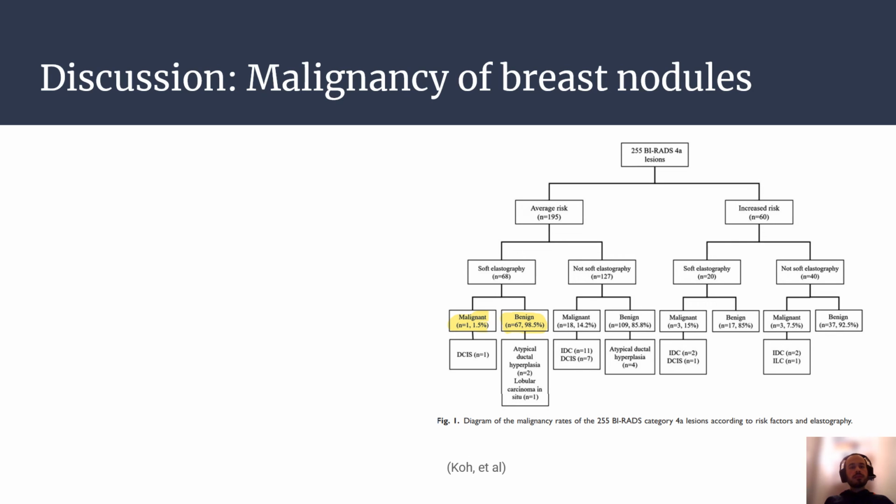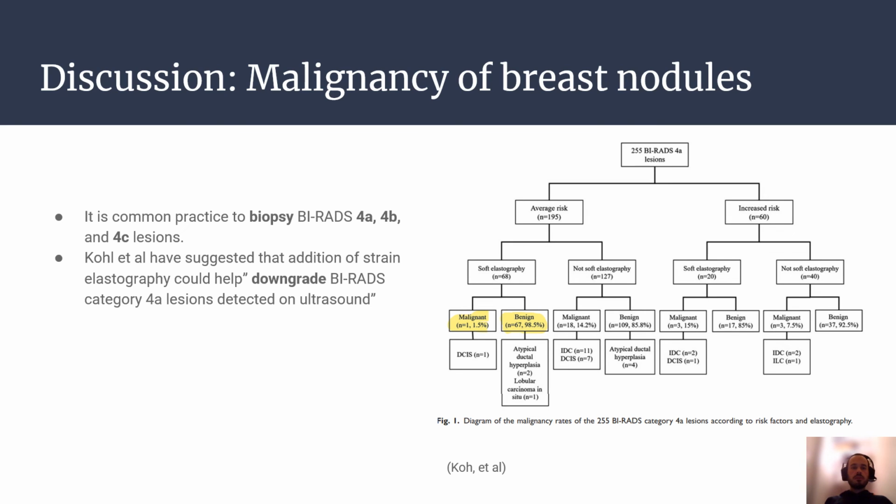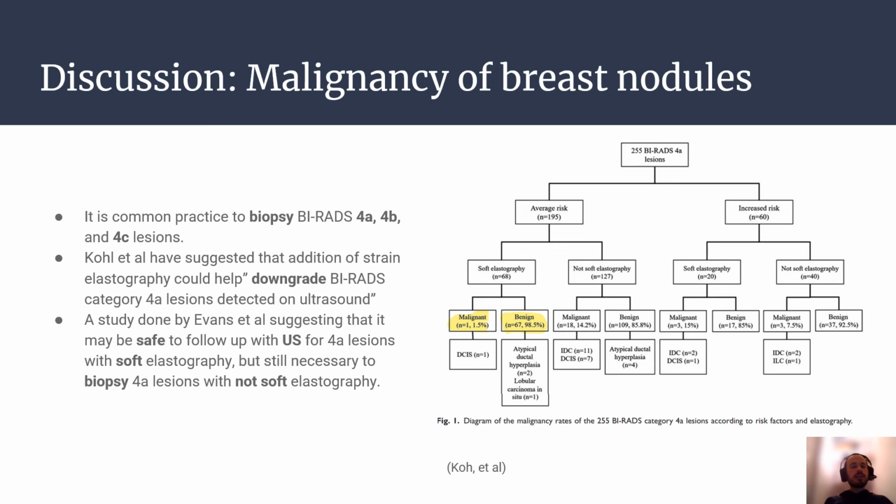Now we are going to discuss how elastography can modify breast lumps BIRADS grading. It is common practice to biopsy BIRADS 4A, 4B, and 4C lesions. Cole et al. suggested that addition of strain elastography could help downgrade BIRADS category 4A lesions detected on ultrasound. And a study done by Evans et al. suggested that it may be safe to follow up with ultrasound for 4A lesions with soft elastography, but still necessary to biopsy 4A lesions with not soft elastography.